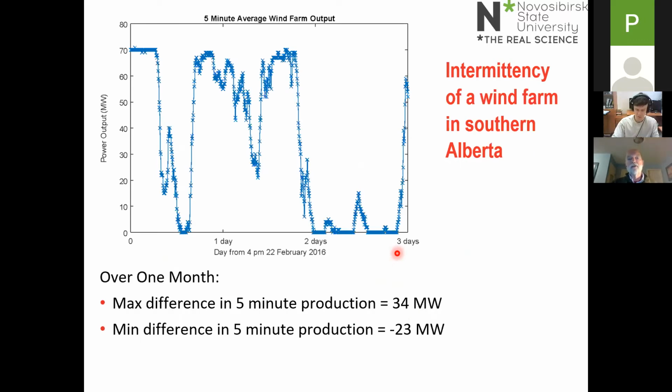Okay, if we go to the actual wind farm itself, then those intermittency curves, which were for the total wind power in Alberta, also occur at each individual wind farm. So here's some data that I got from a wind farm in southern Alberta. It's a 70 megawatt wind farm. It's a fairly old wind farm. So 70 megawatts is the maximum power that wind farm can produce. But like all other wind farms, it can also produce zero power if the wind's not blowing.